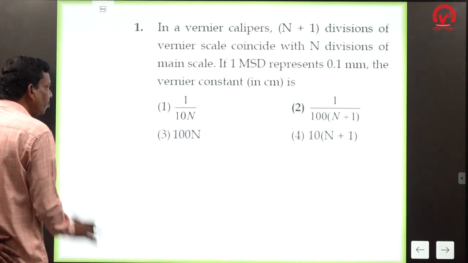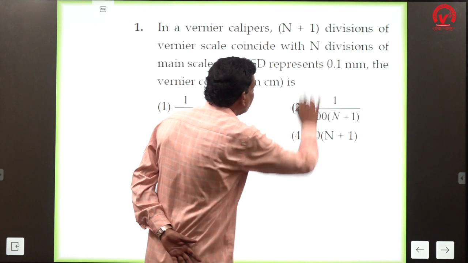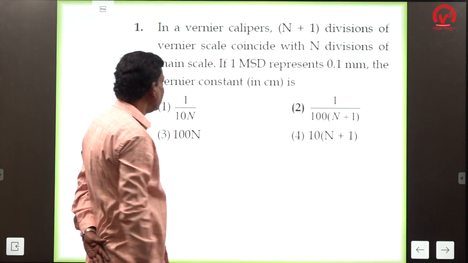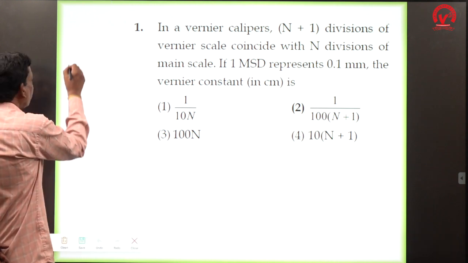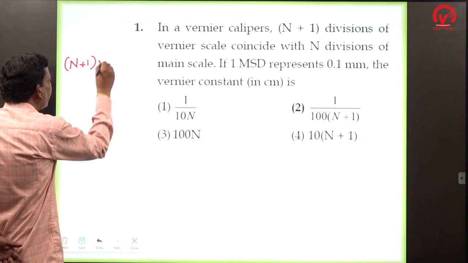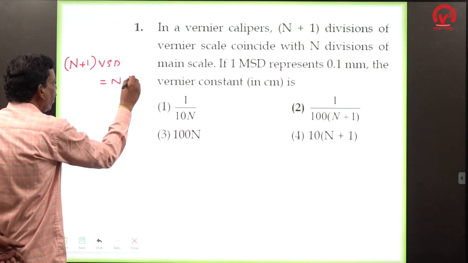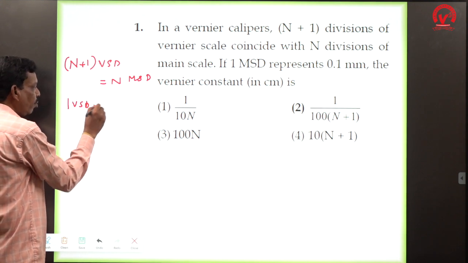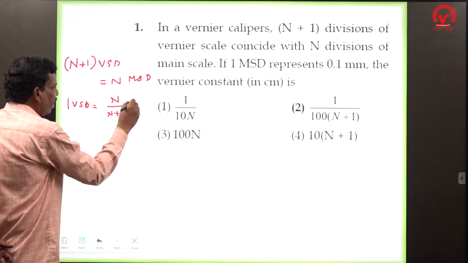Let's see. First question. In a vernier calipers, n plus 1 divisions of vernier scale coincide with n divisions of main scale. They are given here n plus 1 vernier scale divisions is equal to n main scale divisions. So we need 1 VSD is equal to n by n plus 1 MSD.